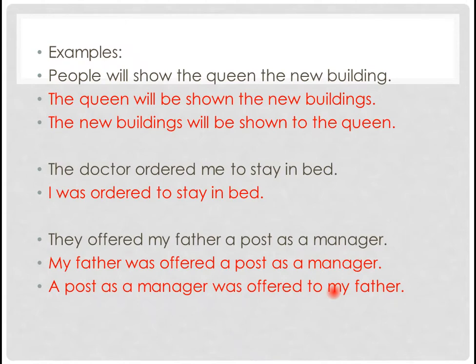Let's take another example. We have the following sentence: people will show the queen the new buildings. Now, if I'm interested in the indirect object, which is the queen, I will say, which is more regular because the indirect object always stands for people, okay? The queen will be shown the new buildings. But if I'm interested in the new buildings, I will say the new buildings will be shown to the queen. I should add to or for to the queen.